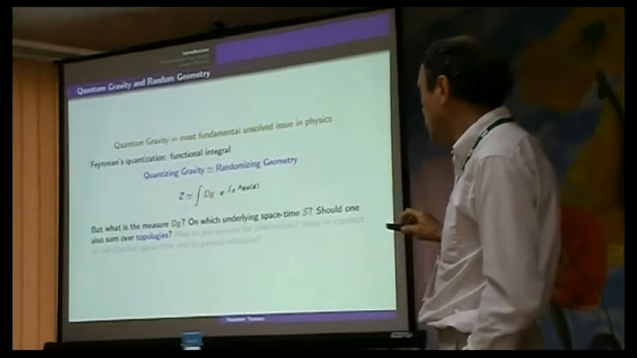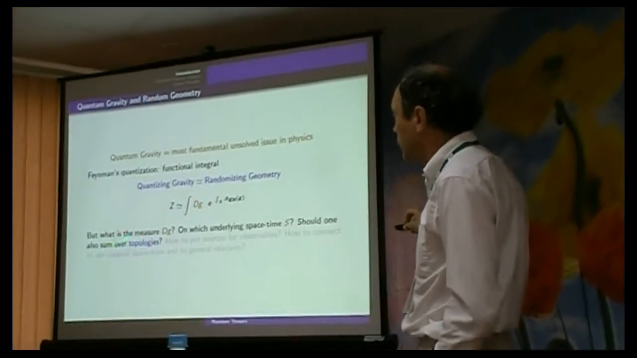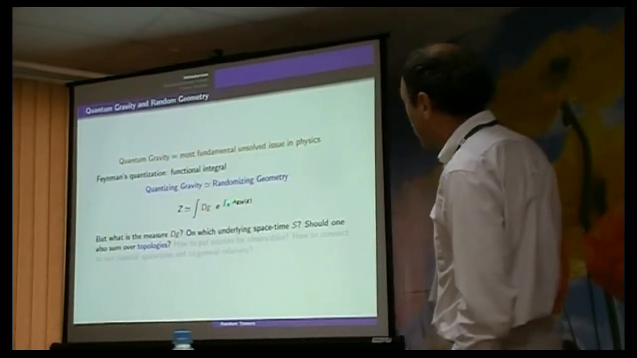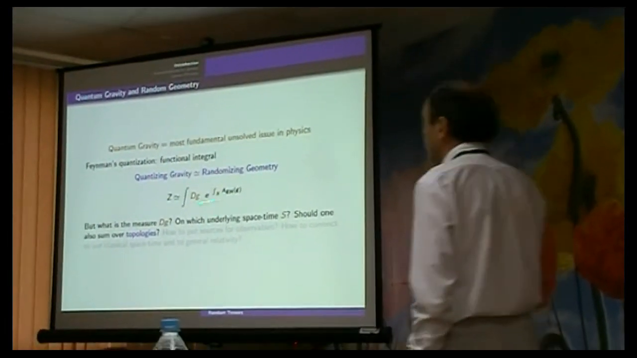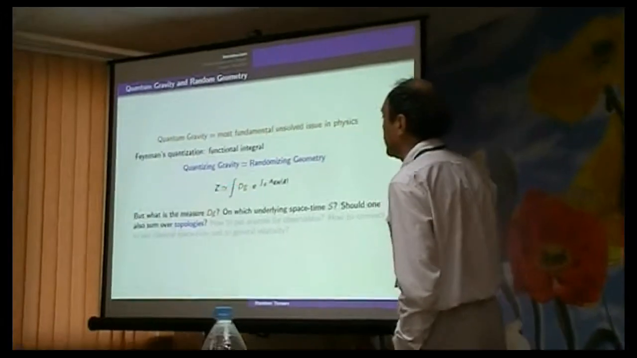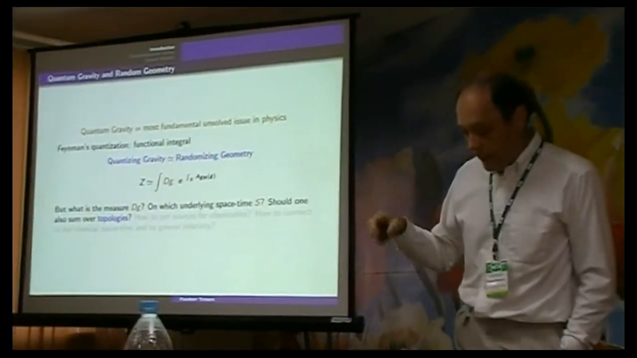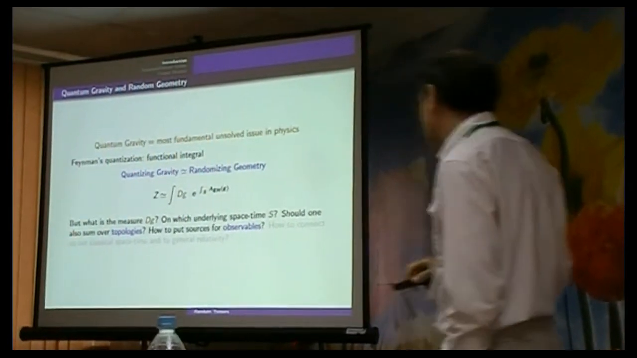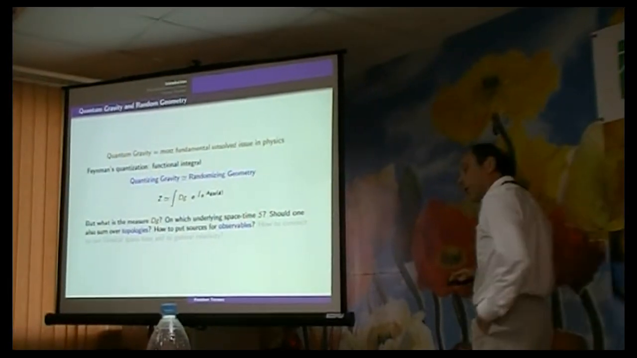Some people think we should not. I think we should, because usually if we don't include all the right possibilities in this sum, then the punishment is that we don't get a unitary theory, or probability amplitudes don't add up to one. Well, the question is, how do we put sources for observables?